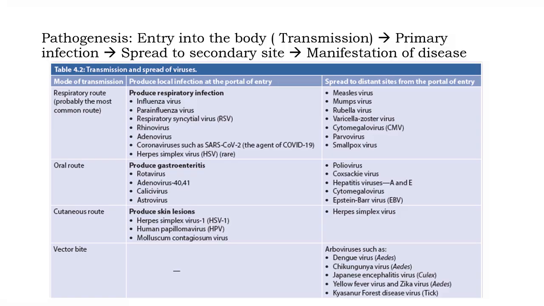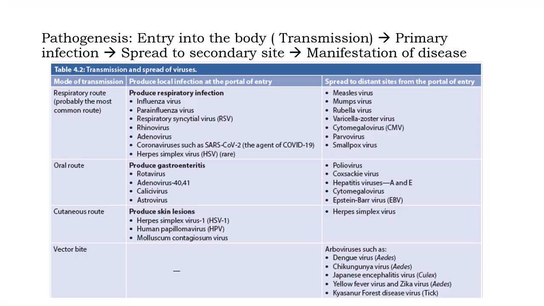Now, the viruses which enter via the respiratory route but cause infection elsewhere are measles, mumps, rubella virus, varicella zoster, cytomegalovirus, and smallpox virus. In the same way, for the oral route, you have gastroenteritis, which is caused by rotavirus, adenovirus, calicivirus, and astrovirus, which cause infection at the portal of entry itself. The others, which can spread to a distant location and cause infection, are poliovirus, Coxsackie virus, hepatitis viruses, cytomegalovirus, and Epstein-Barr virus.